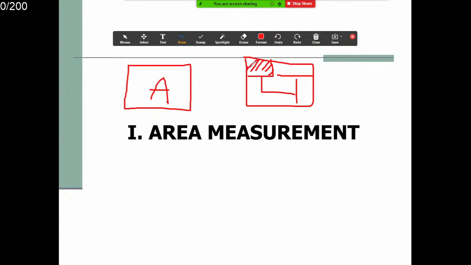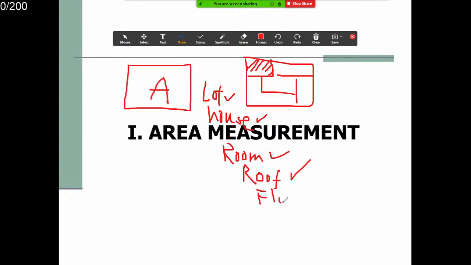So you're measuring lots, the whole house, or a particular room, or even the roof. So what are we measuring? The lot, your house, your rooms, sometimes the roof, and also the flooring. So how do we do this?